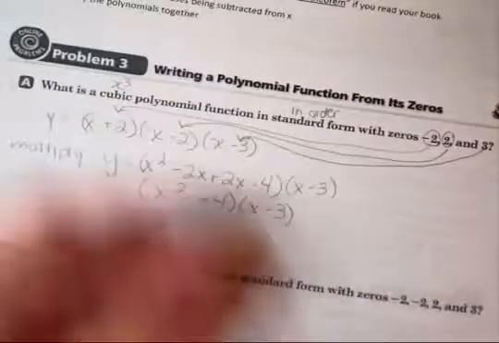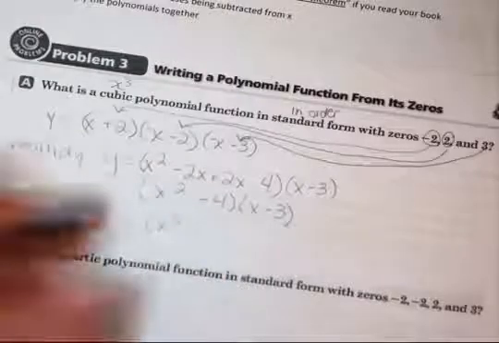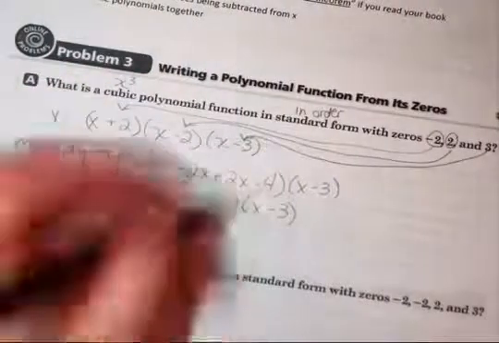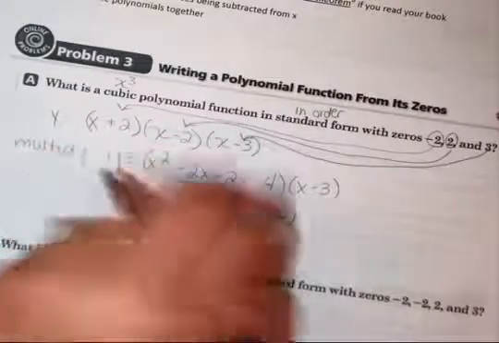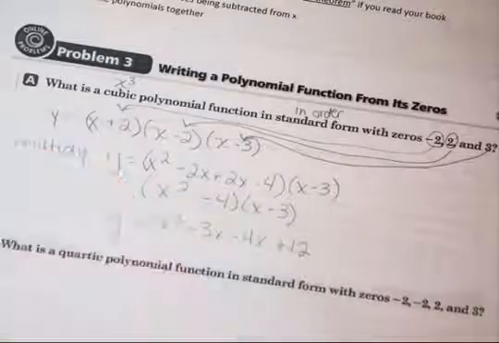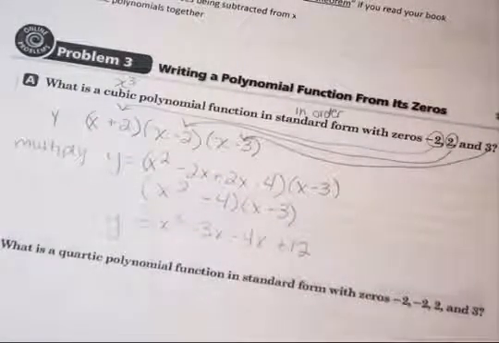Alright, let's keep going. We're going to have to FOIL again here. We get x to the 3rd power, no more parentheses, not needed. x to the 3rd power minus 3x squared minus 4x plus 12. And that is the polynomial in standard form. Remember to switch your signs and multiply things together.